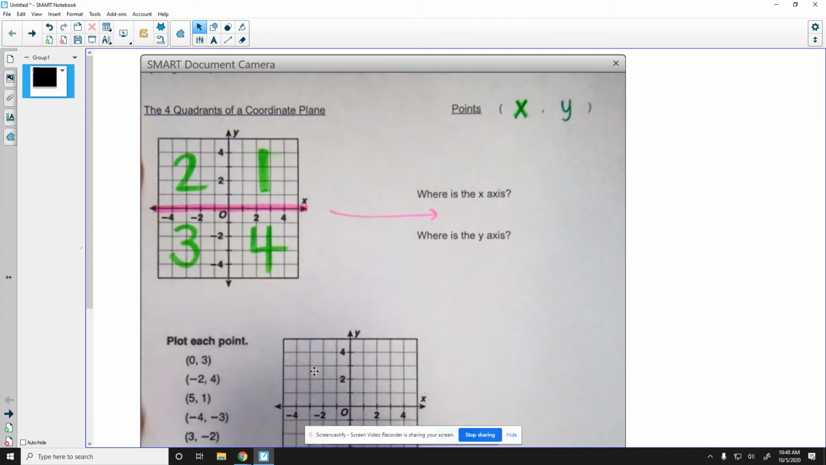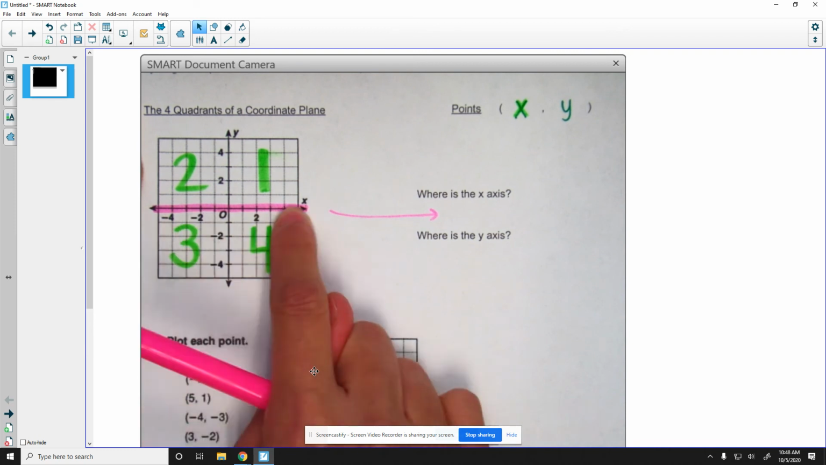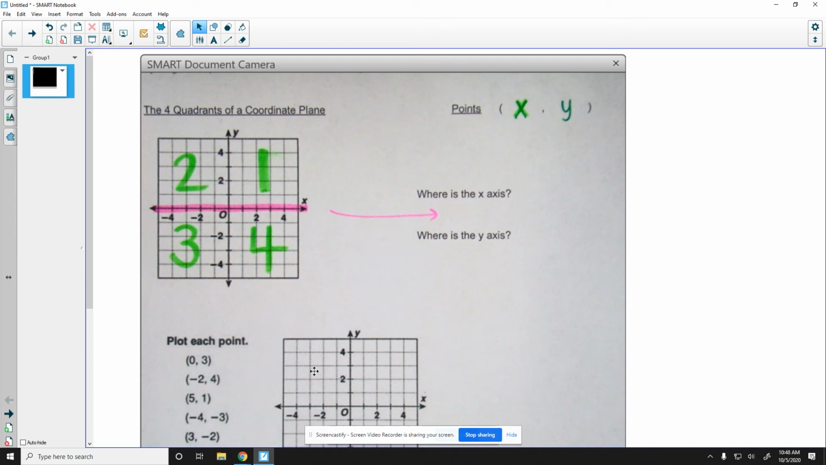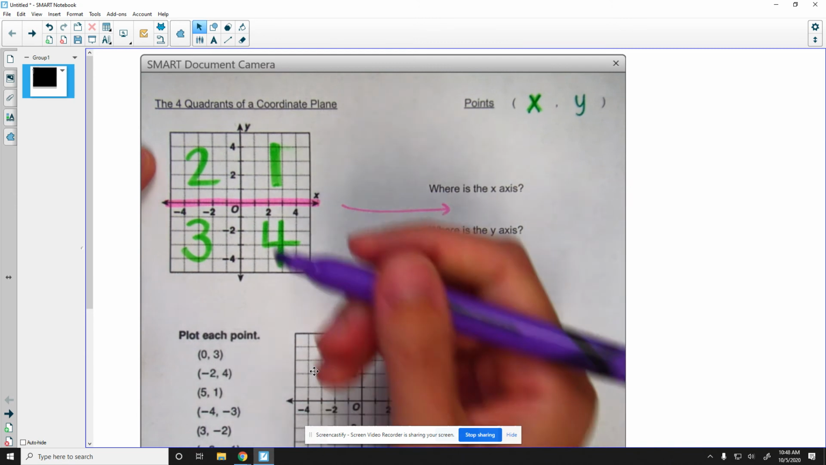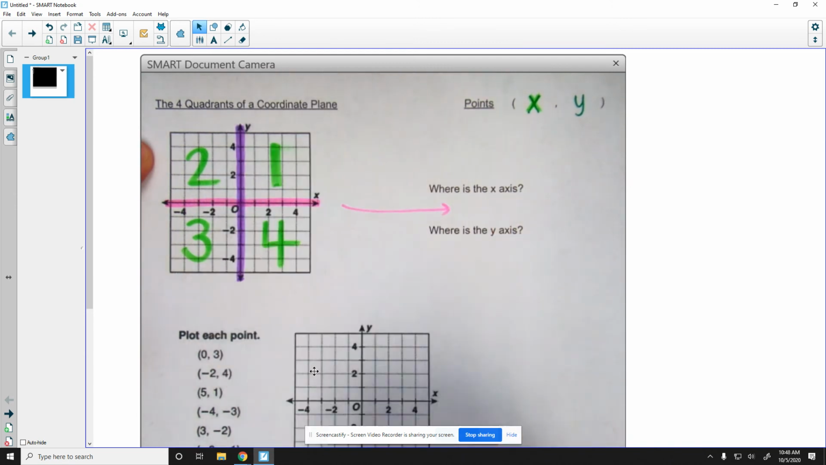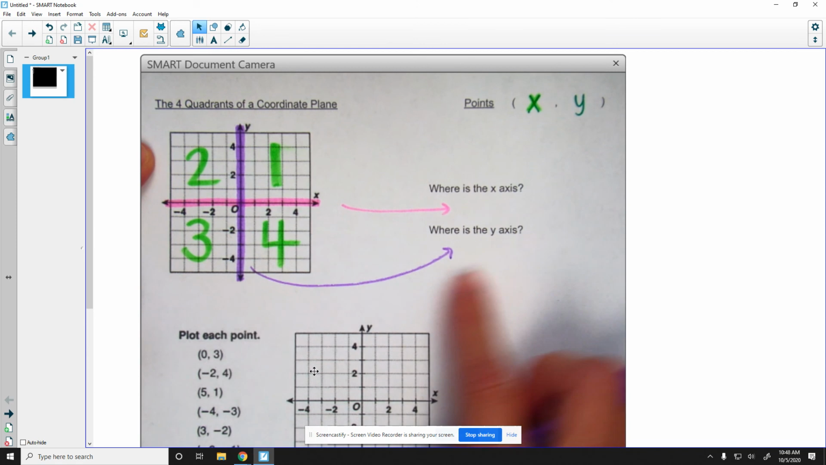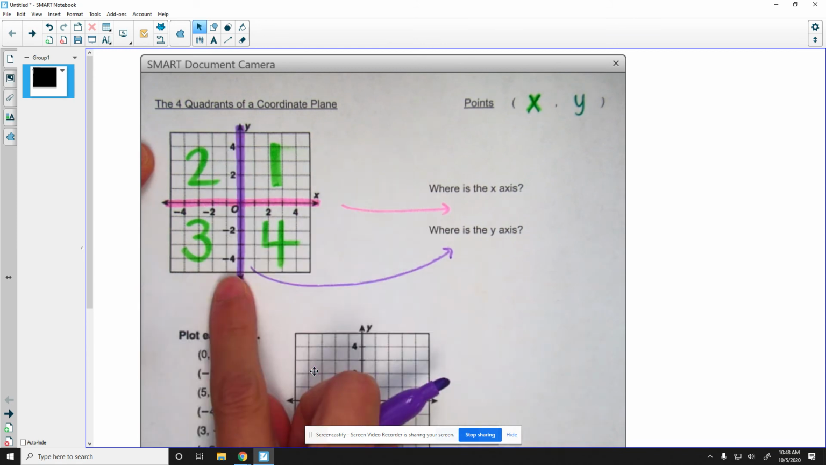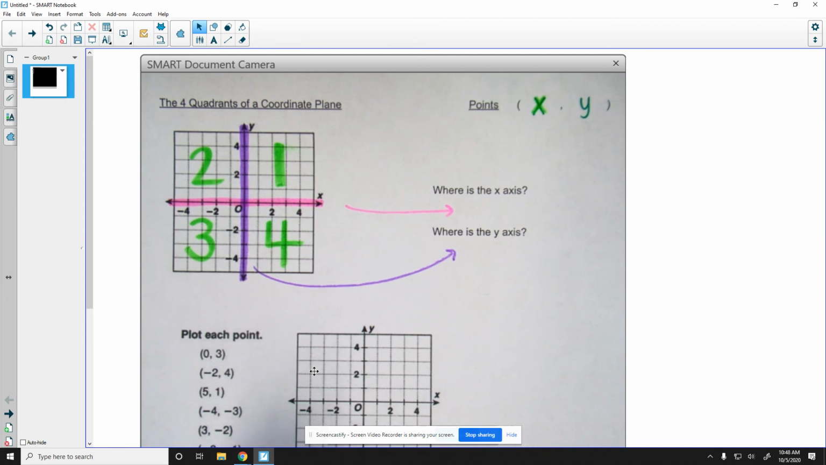This is the x-axis. It's always the horizontal one, okay? Horizontal is a line going from left to right. That's the x-axis. And then the y-axis, it's labeled here, but just in case you get a coordinate plane that's not labeled, this one is the y-axis, okay? The y-axis is the one that goes up and down. So those are just the basics that you need to know before we even plot a point.